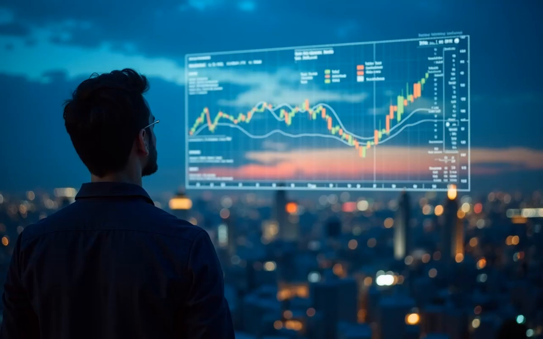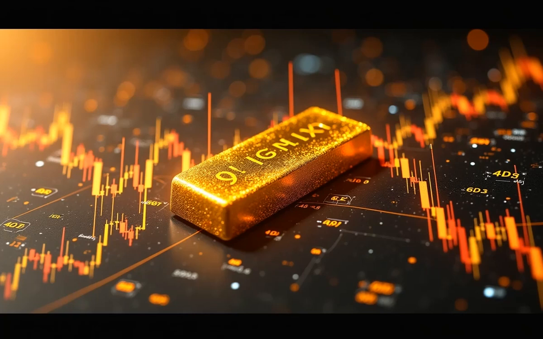Ever heard the term financial derivative and immediately felt a little lost? You're not alone. It sounds complicated, and honestly, it can be. But understanding the basics is becoming increasingly important, especially in today's financial landscape. Let's break it down. So, what is a financial derivative?